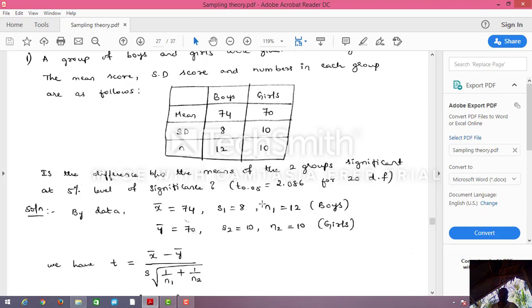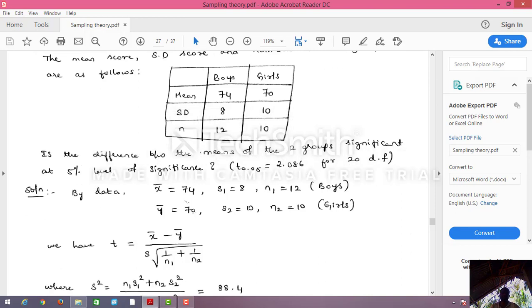If they do not give this, you can see it in the t distribution table, which you have to use here. But anyway, they have given it here. Now, whatever is given, I'll write as the data.